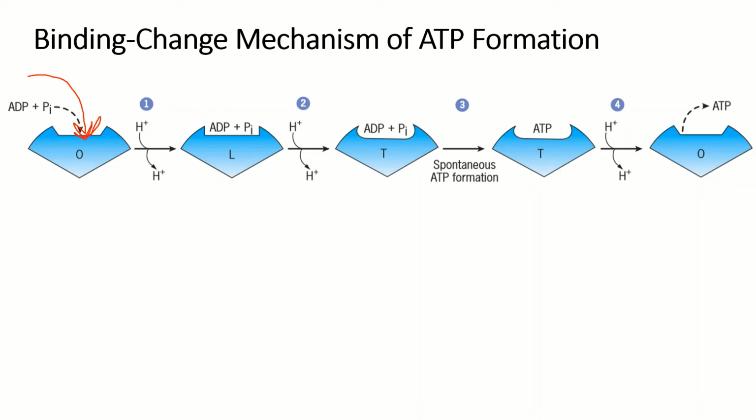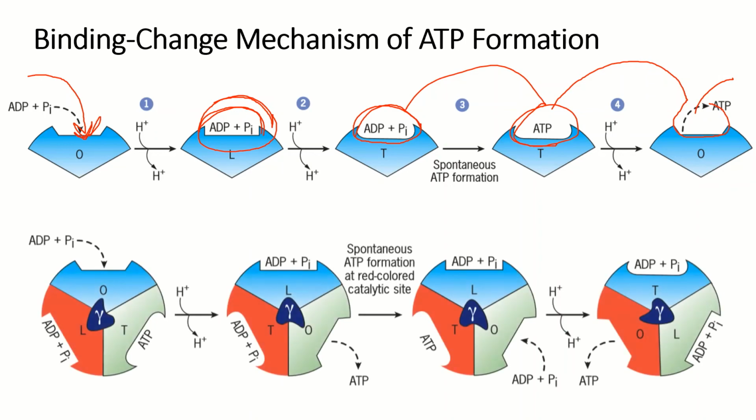And during the loose conformation, they are sort of attached in place, the ADP and P. And during the tight conformation, this is a time when they react to form ATP here. And then there will be the open conformation again, so the resulting ATP will be released out of the alpha and beta subunits.